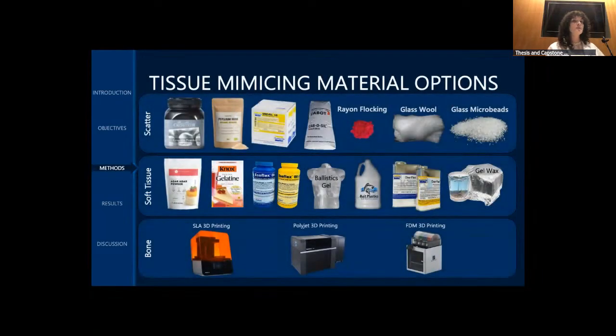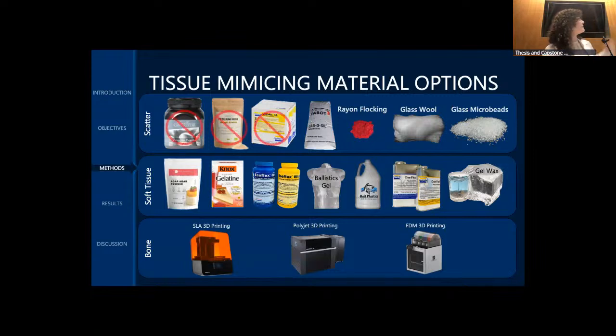So, tissue mimicking material options. What makes a tissue mimicking material? Well, scatter is a fine particulate that is embedded within the material. So when that ultrasound goes down into the material, it bounces off that particulate, causing scatter and giving feedback to the transducer, letting it know to produce a hyperechoic or hypoechoic effect.